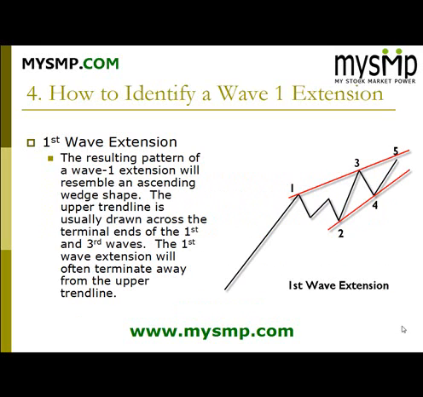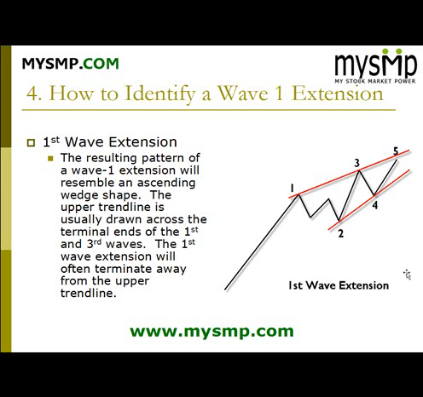Okay, how to identify a wave 1 extension. So we were speaking to it earlier, when you have that first wave up, it creates that kind of running into the pattern when you get that very strong wave. So you're going to develop a wedge pattern, as you can see here. Wave 3 is going to be, of course, shorter than wave 1, and then wave 5 is going to be shorter than wave 3. So you're going to get this kind of topping effect.